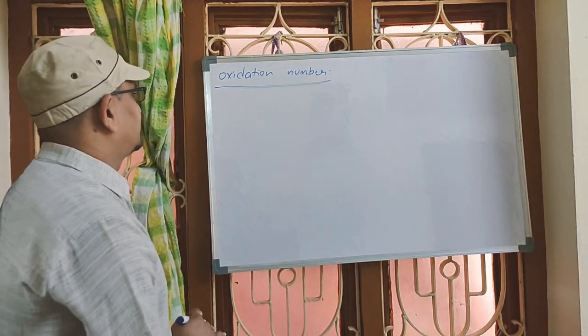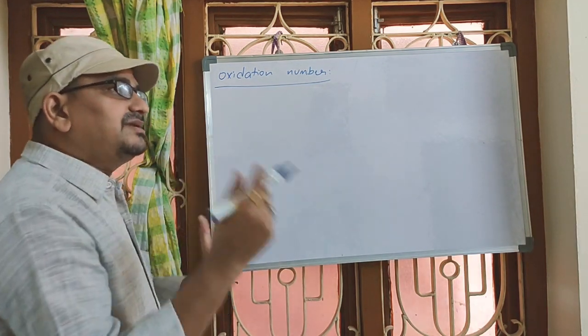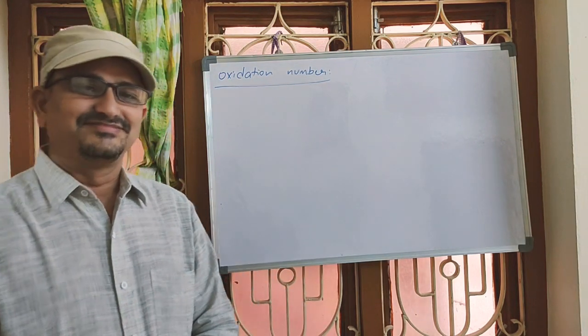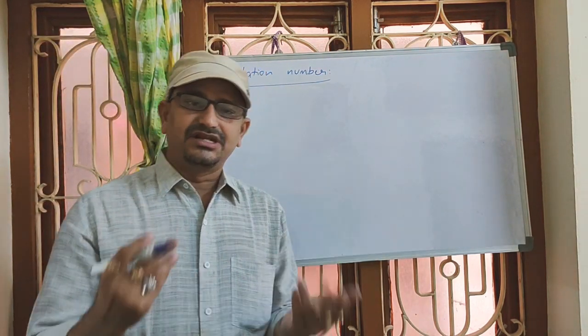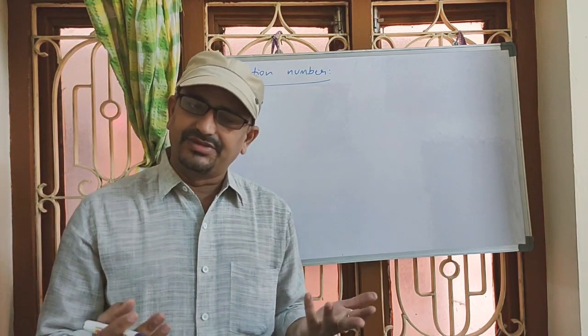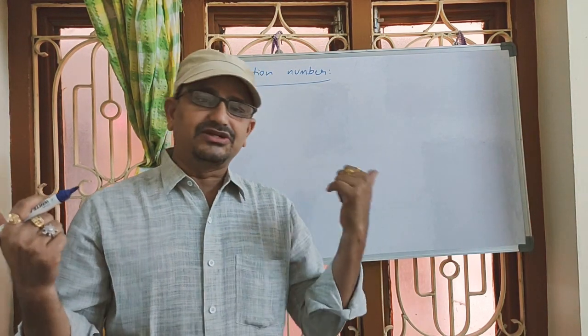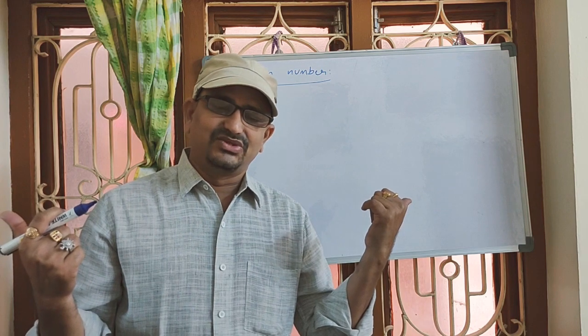What is meant by oxidation number? It is the arbitrary charge possessed by an atom with respect to the surrounding atoms. I am repeating, oxidation number or oxidation state is nothing but the arbitrary charge possessed by an atom with respect to the surrounding atoms. Got it?